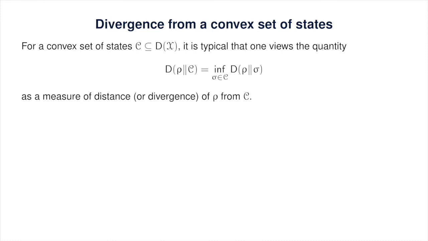First, suppose we have a state ρ and a convex set of states C. And think about the infimum of the ordinary quantum relative entropy of ρ with respect to sigma, taken over all sigma in C. This is a quantity that in some sense measures the distance, or perhaps divergence is a better word, of ρ from the set C.